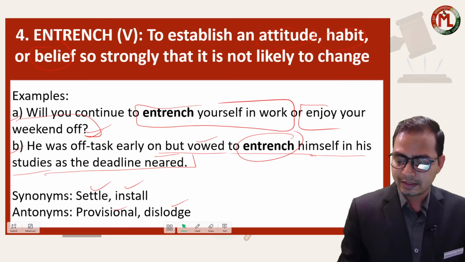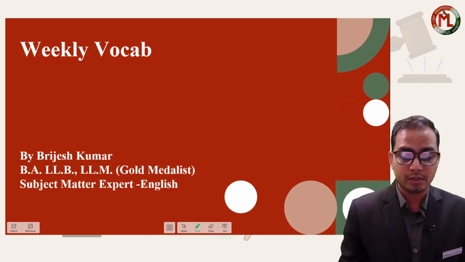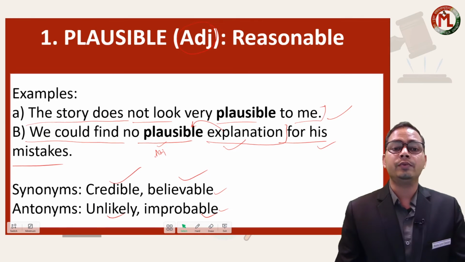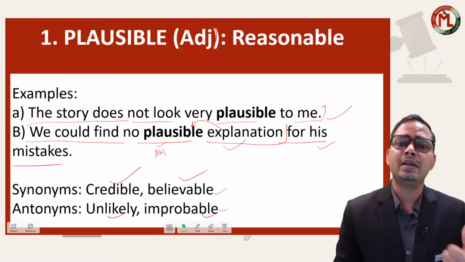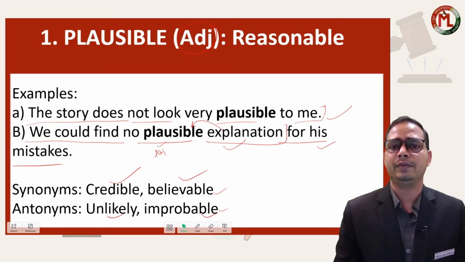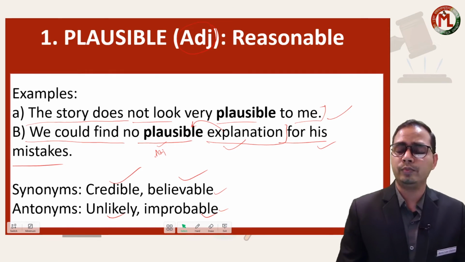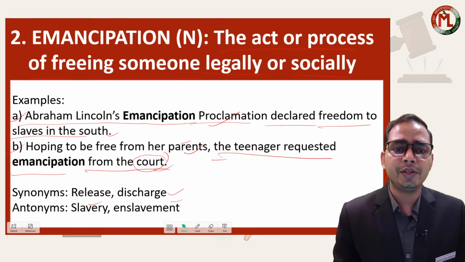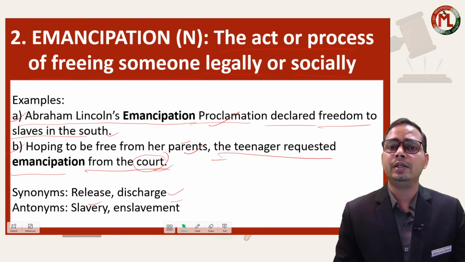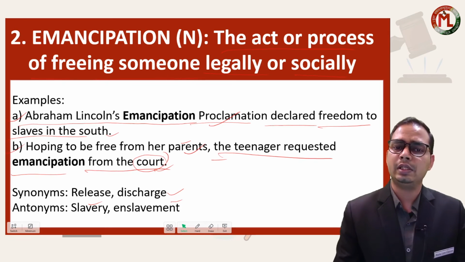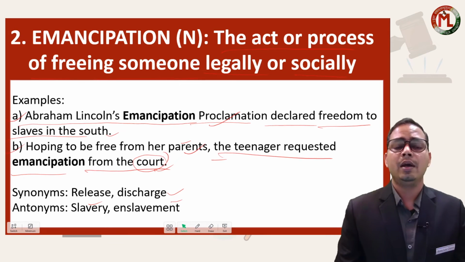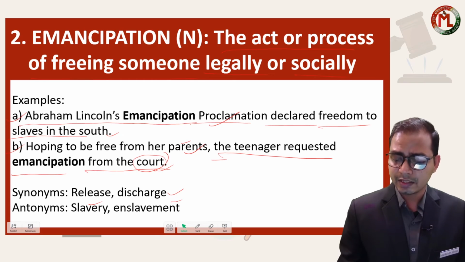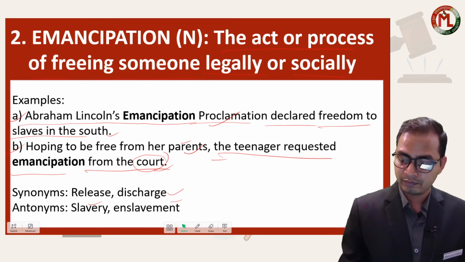So let us revise and see what words we learned in today's session. The first word was plausible. Plausible means something which can be believed. ऐसा नहीं कि ऐसा कुछ बताओ जो बिलीव ना किया जा सके. एंड सेकंड वन इज इमेंसिपेशन. इमेंसिपेशन मीन्स द एक्ट ऑफ फ्रीडम. किसी को मुक्त कर देना, फ्री कर देना किसी सोशल बंधन से या किसी तरह की दास प्रथा से.